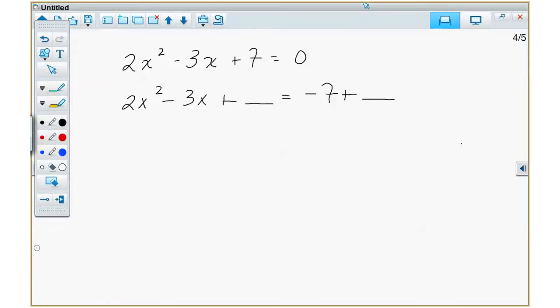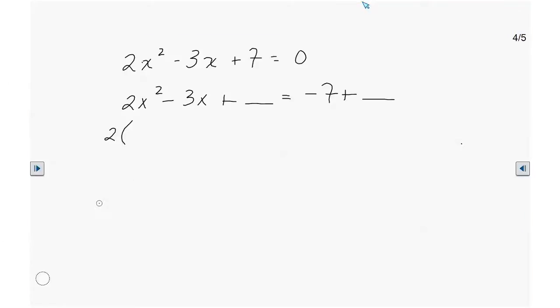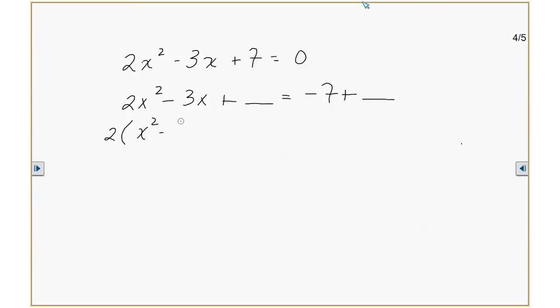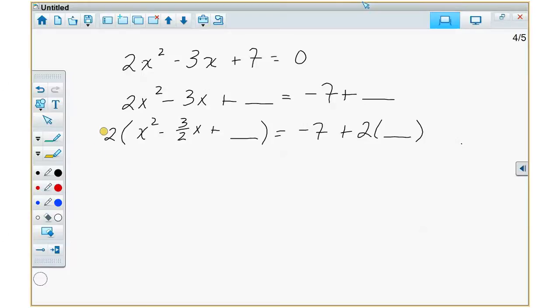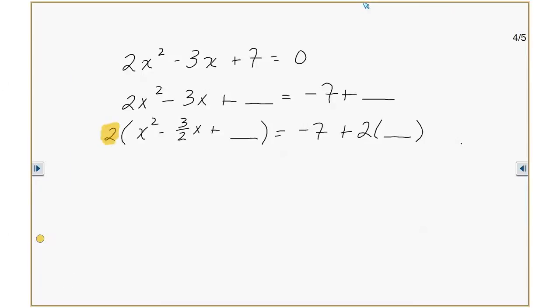All right, so we got to factor out a 2 first. So we're going to factor out a 2, and that gives us x squared minus 3/2 x plus blank is equal to -7 plus 2 times blank. Now, for those of you that's refreshing on this, anytime you factor out something, you need to compensate for that 2 right here. You need to multiply by that blank.